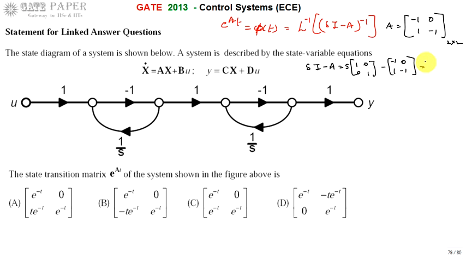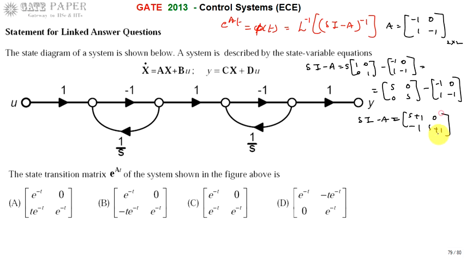So this will be equal to s 0 0 s minus minus 1 0 1 minus 1. So finally sI minus A is equal to, you are going to get it as s plus 1, 0, minus 1, and s plus 1. This is sI minus A. Now we need to find out (sI minus A) inverse.